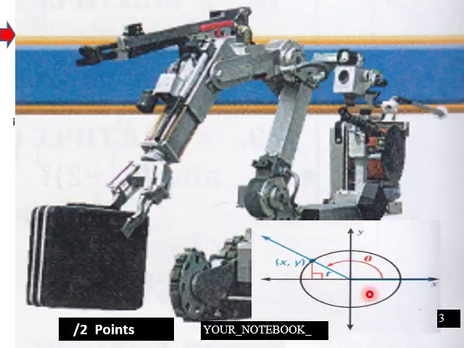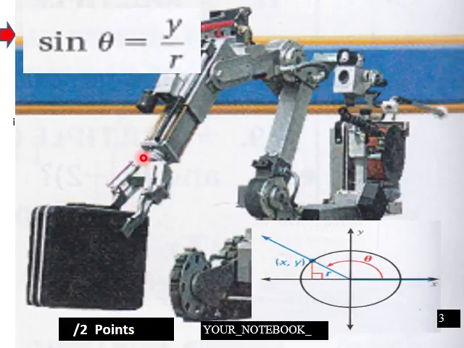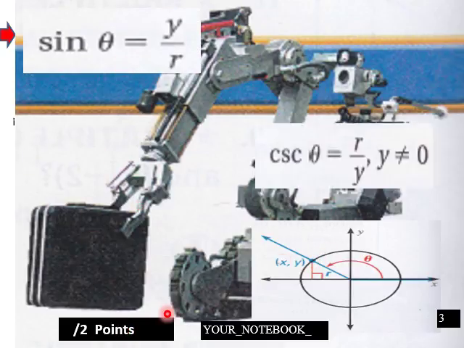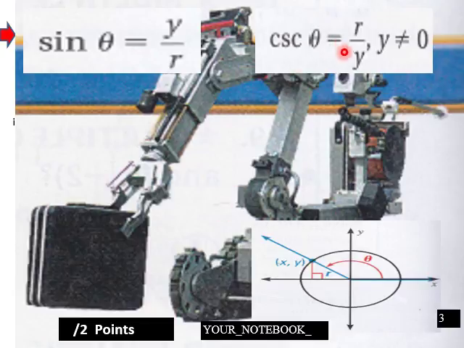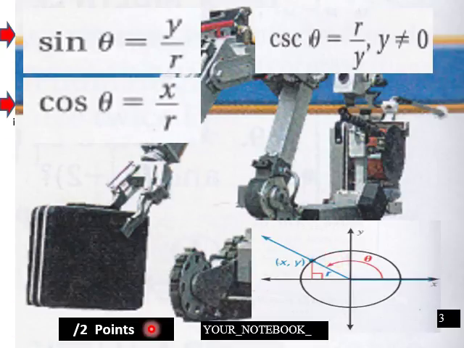So here is our unit circle, and here is (x, y). Sine theta would be y over r. Cosecant theta would be r over y, the inverse of sine. So r is this dimension over our y coordinate there. And then cosine would be x over r, our x coordinate over r.